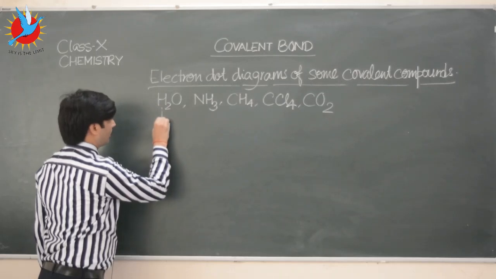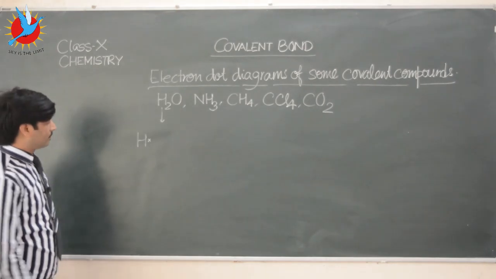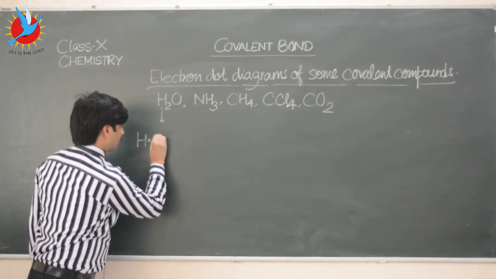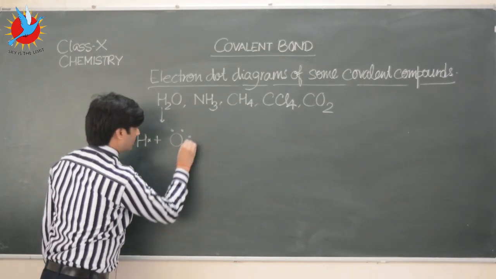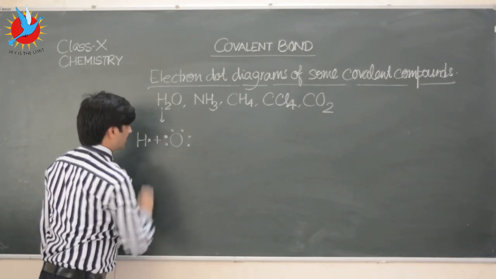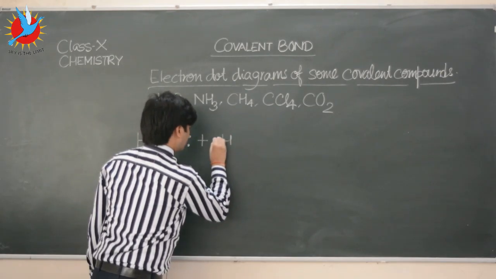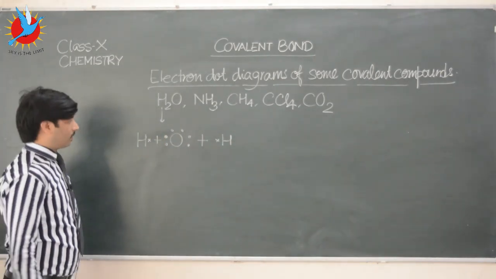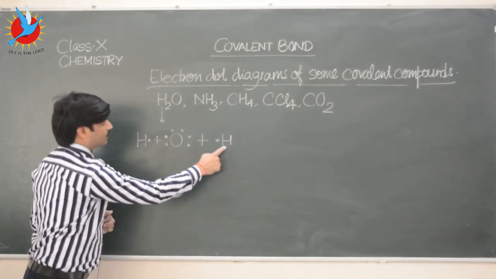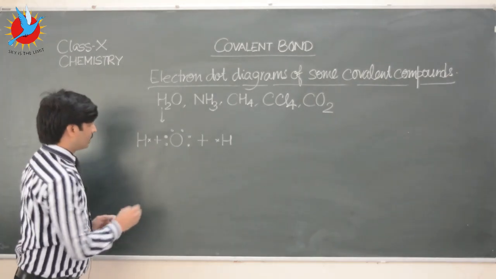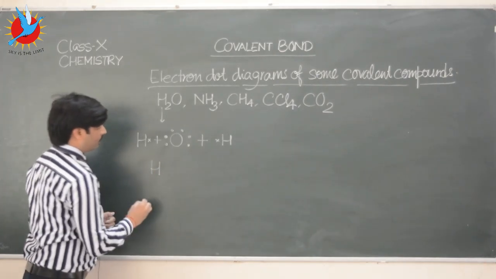First we are talking about H2O. Hydrogen has 1 electron. Oxygen has 1, 2, 3, 4, 5, 6 electrons, and another hydrogen has also 1 electron. So in a molecule of water we have 2 hydrogen atoms and 1 oxygen atom. So the electron dot structure of water molecule will be like this.